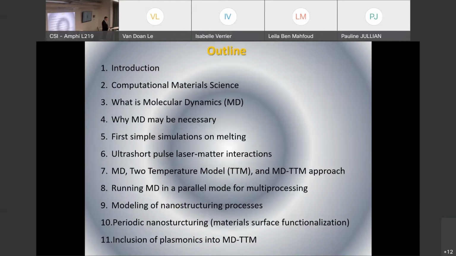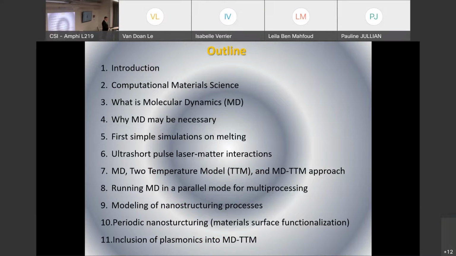In the beginning, I will give you a little background on what is computational material science, what is molecular dynamics, why it can be necessary. Then we perform first simple simulations on melting processes. Then we move to our ultra-short laser pulse interactions with metals.